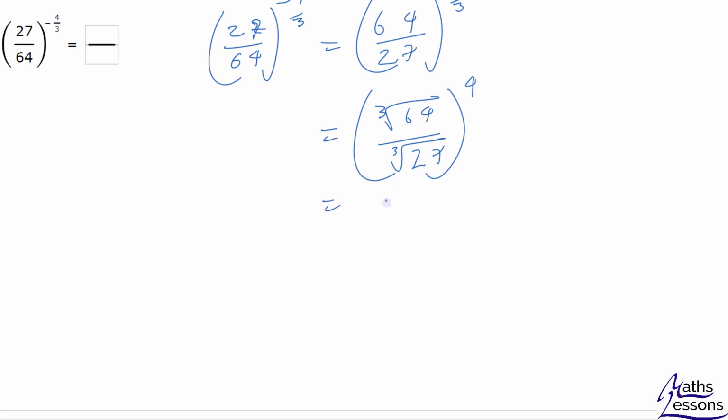The cube root of 64 is 4, as we just looked up. And the cube root of 27 is 3. So we've got that to the power of 4. 4 to the power of 4 is the same as 2 to the power of 8, or 16 squared, which is 256. 3 to the power of 4 is 81. So we have 256 over 81. And we know those don't cancel because this is just going to be powers of 2, and this is just going to be powers of 3. So nothing's going to cancel down.